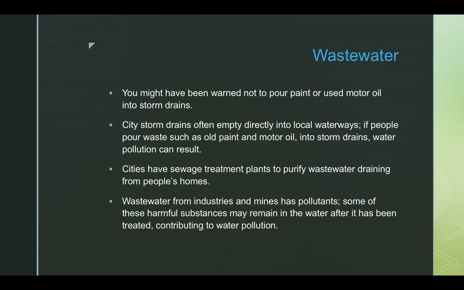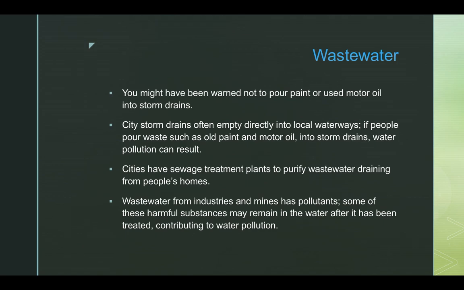Wastewater. So it says here, you might have been warned not to pour paint or use motor oil into a storm drain. So storm drains are like those things when you're walking on the sidewalk or in some parking lots that you're scared to drop your phone down into because you wouldn't be able to get your phone out. So that's a storm drain. That's where excess water goes.